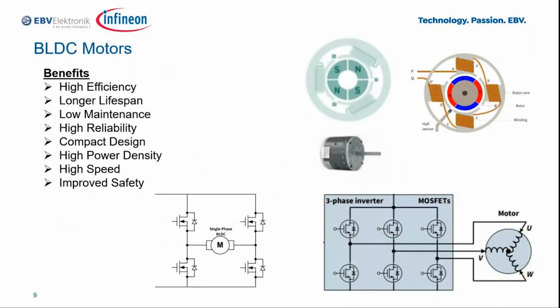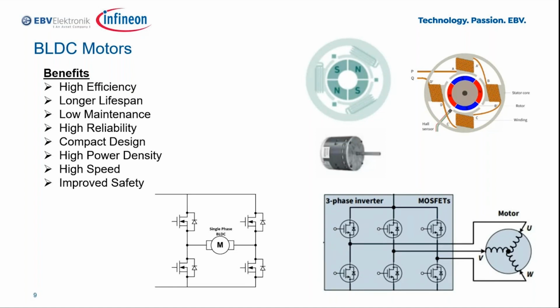And these slides give a quick overview of how BLDC motors work and why they are widely used. On the top right, we see the internal structure of a BLDC motor. The rotor is made of permanent magnets, and the stator has windings. Unlike brushed motors, there are no brushes here. It's good for us. Instead, electronic commutation is used.